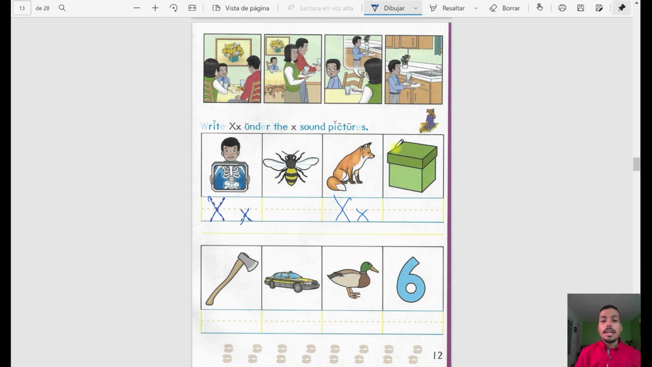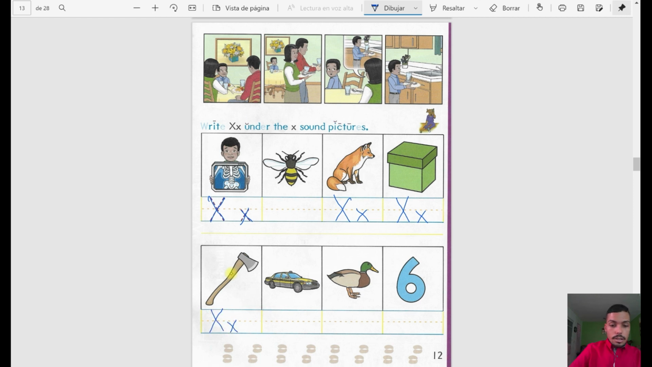The next one here, this is a box. Box has the sound x. Box, it has the sound? Yes, very good. Box has it, so we have to write the letter X under the box too, right? Very good. The next one here, this is an X. X has the sound X. X, it has the sound? Yes, it has it. So we have to write the letter X under the X, right?